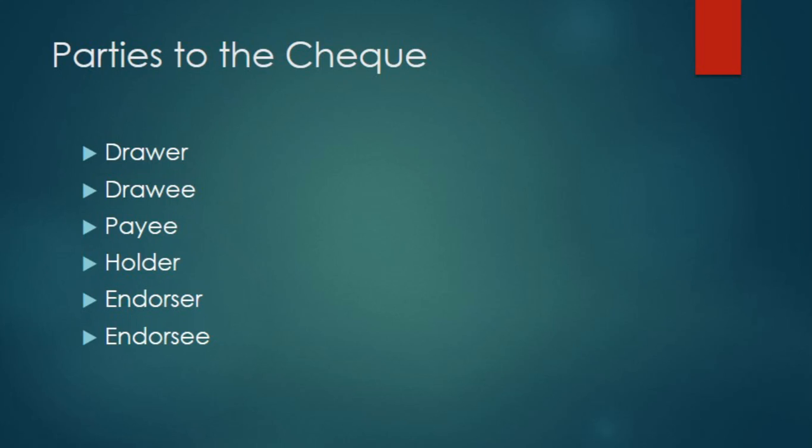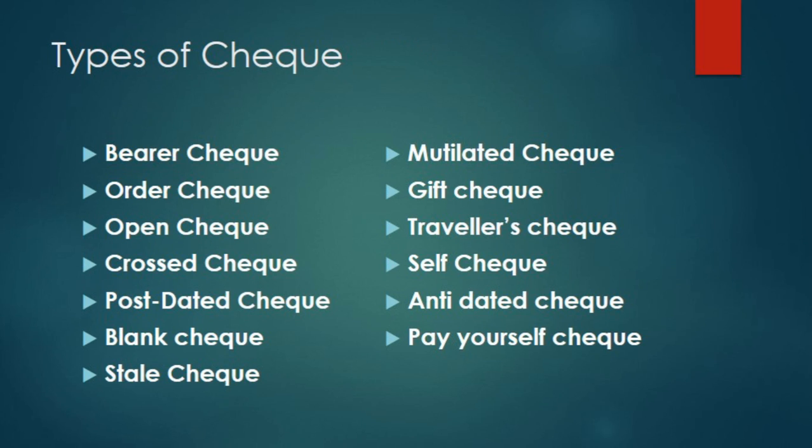So the 6 main parties to the check are drawer or account holder, drawee, the paying banker, payee, holder, endorser, and endorsee. Dear students, here are the different types of check which we use under various circumstances. On the basis of instructions, checks can be classified into various types. Let us know about these types of checks in detail.